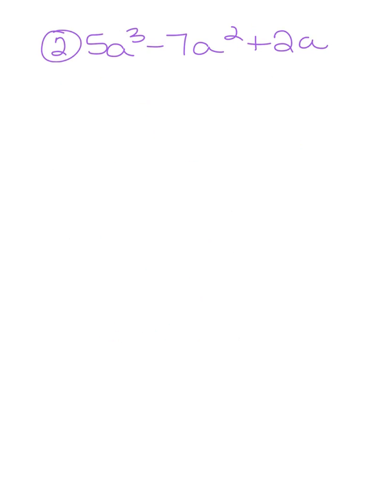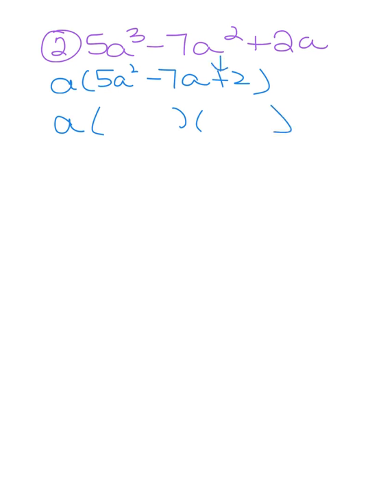In number 2, we're going to do the same thing. First, I'd look to see if I have a greatest common factor, and in this case I do. I have a in every term, so it's going to be my greatest common factor. And then I'm left with 5a squared minus 7a plus 2. So I'm going to rewrite my a, and I'm going to do the same thing. I'm going to set up my two binomials. The signs are the same. They're both negative, so I'm going to put them in there.